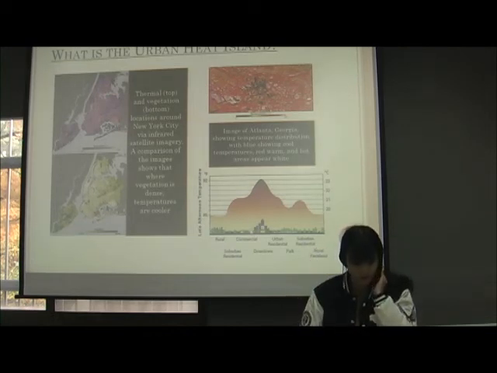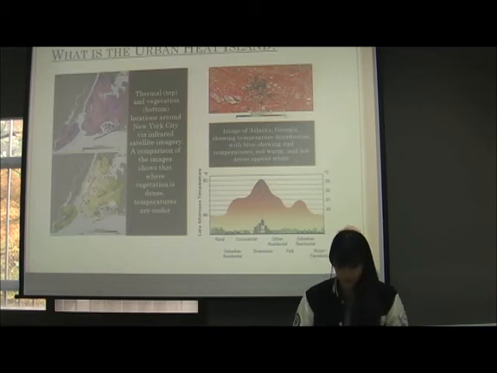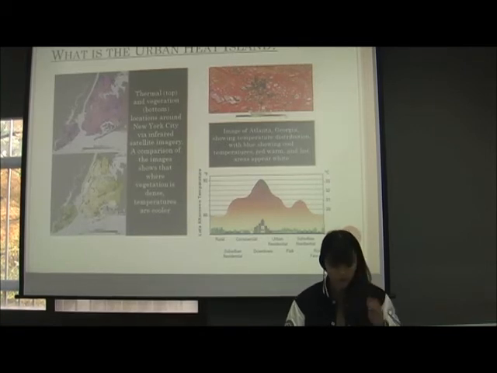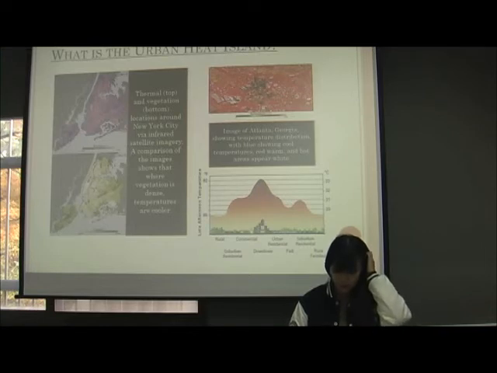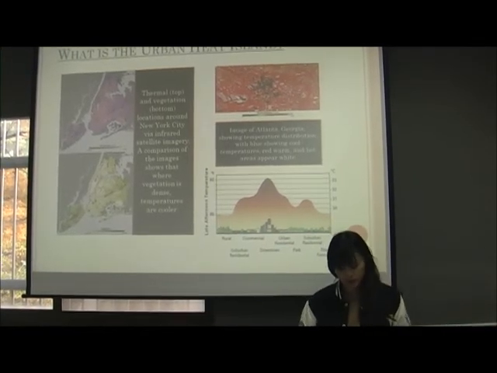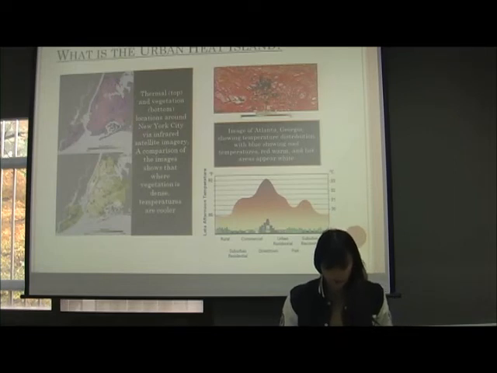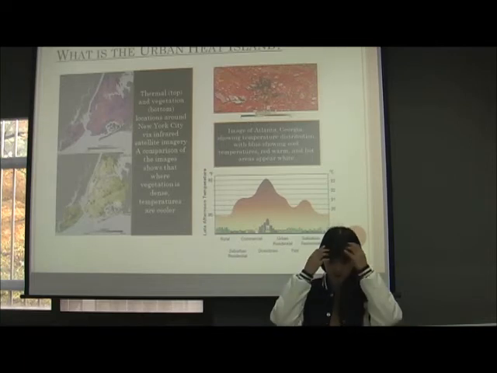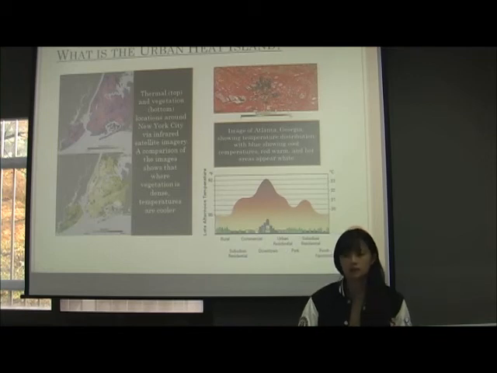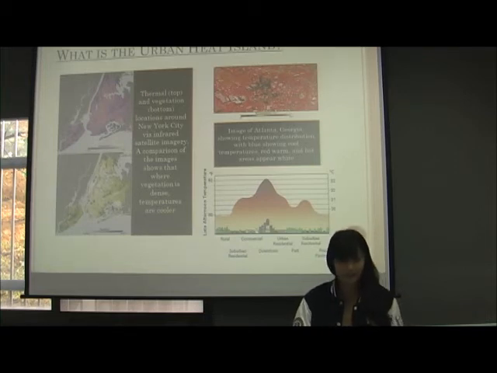What is the urban heat island? An urban heat island means a metropolitan area which is significantly warmer than its surrounding rural areas. The temperature difference between the metropolitan area and surrounding rural areas is usually larger at night than during the day, and is most apparent when winds are weak. The temperature gap can be as much as 10 degrees Celsius.